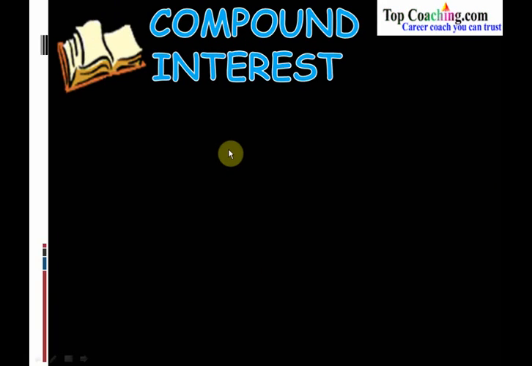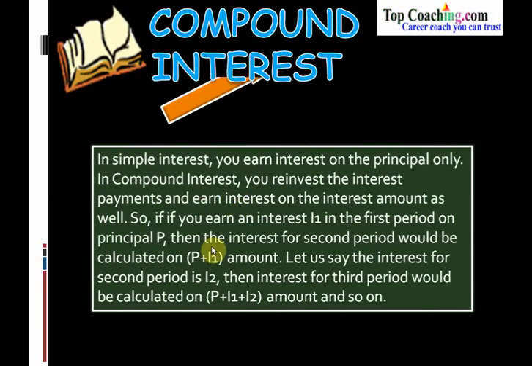Now let's look at the concept of compound interest. We have earlier seen what is simple interest. Now let's look at what is compound interest. In simple interest, you earn interest on the principal only. We have earlier seen that in simple interest, we earn interest on the principal amount only. Whereas in compound interest, you reinvest the interest payments and earn interest on the interest amount as well. So what happens in compound interest? The interest payment is reinvested and now the interest is calculated on the interest payment.